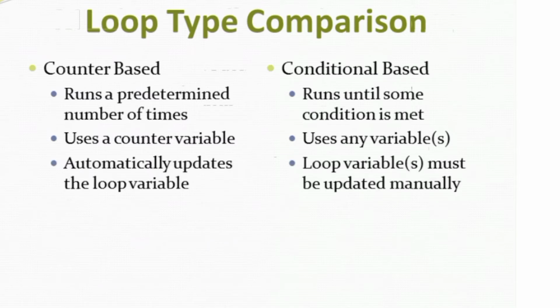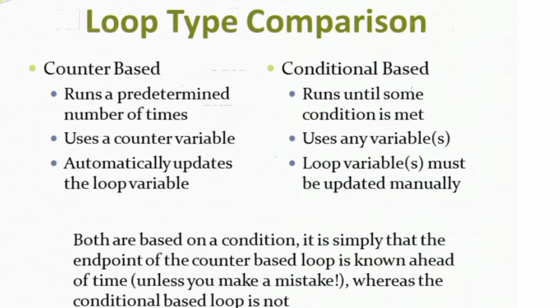For a counter-based loop, that loop variable, or in this case the counter variable, gets updated automatically by the loop the way that it's set up. For the conditional loop, you have to have some statement somewhere inside the body of the loop that updates the value of your variable.